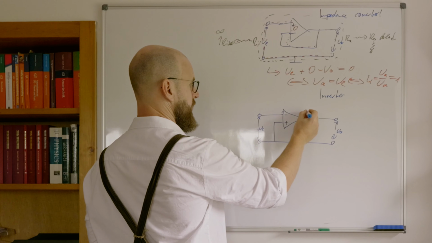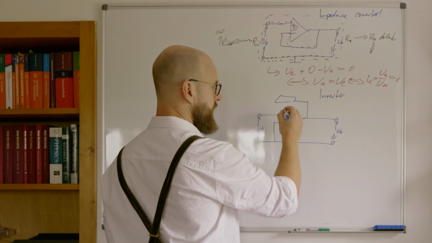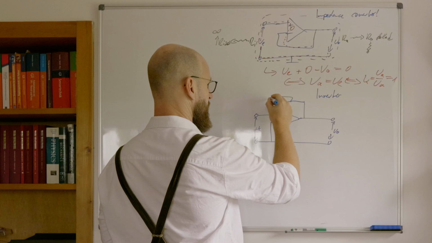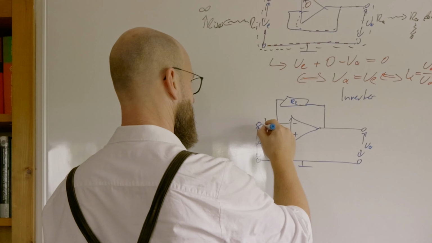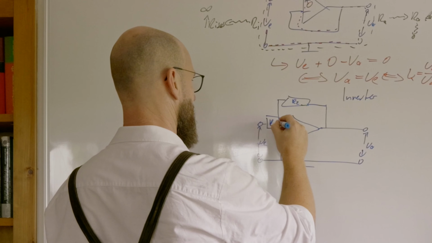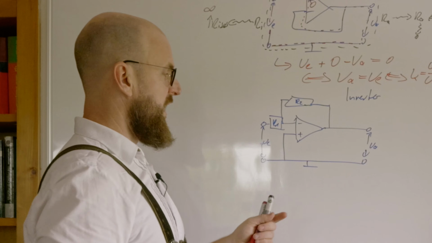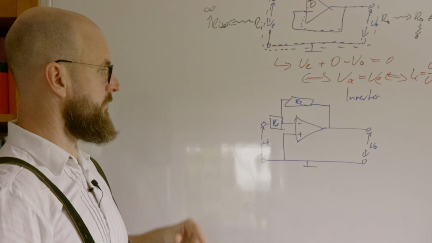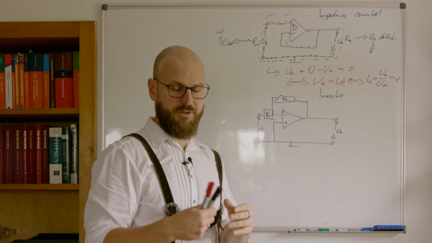is partly recoupled through a resistor R2 back to the input, whereas here is another resistor R1. What the thing does, it's called inverter, it inverts the voltage UE, meaning it applies a minus to it.